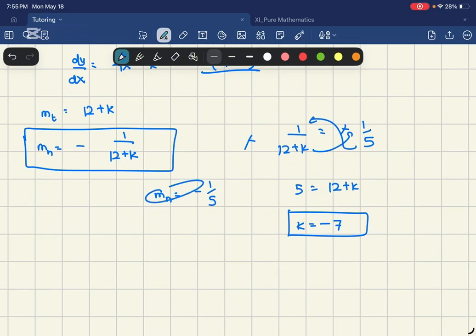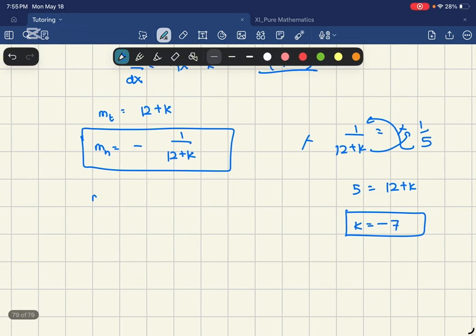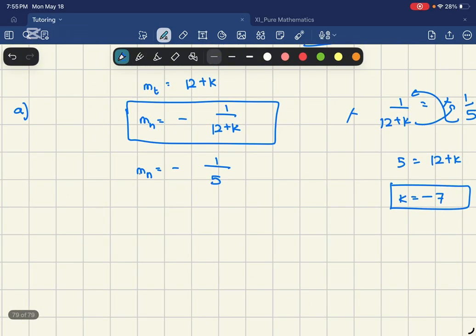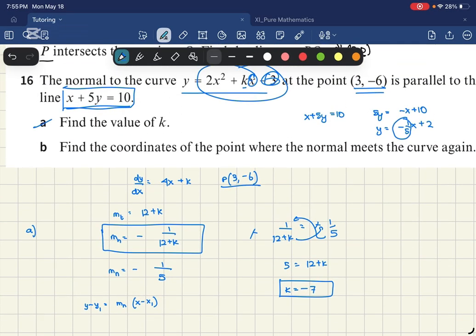Now for part B, now that we know that k is negative 7, m of n is just going to be 12 plus minus 7. So that is going to give me 5. So we know that the normal has this gradient. Alright, so y minus y1, let's find the equation of the normal. X minus x1. So which point does this normal pass through?